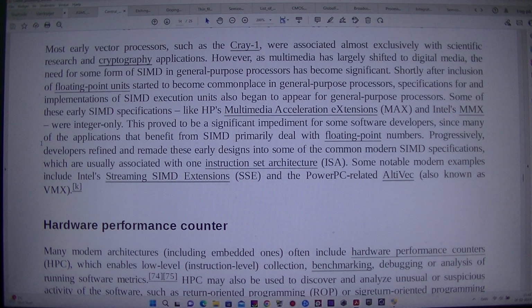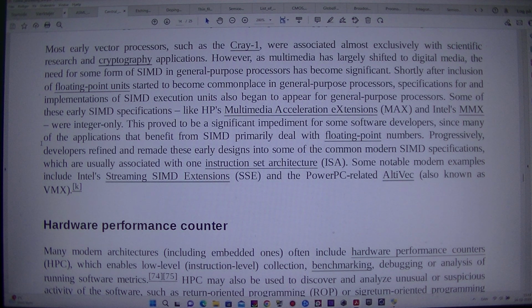Progressively, developers refined and remade these early designs into some of the common modern SIMD specifications, which are usually associated with one instruction set architecture, ISA. Some notable modern examples include Intel's Streaming SIMD Extensions, SSE, and the PowerPC-related AltiVec, also known as VMX.